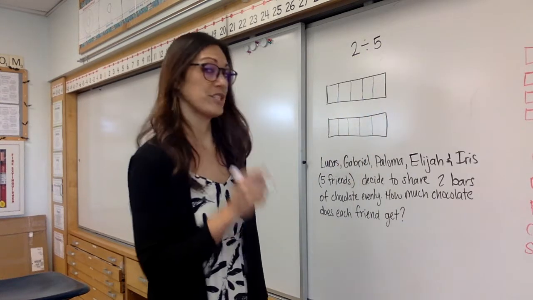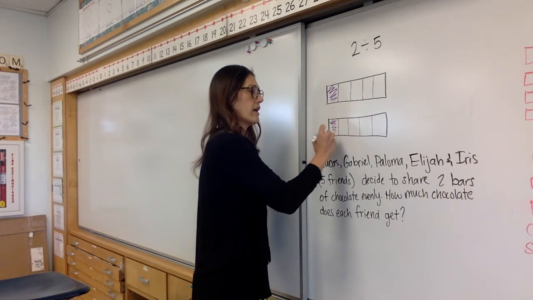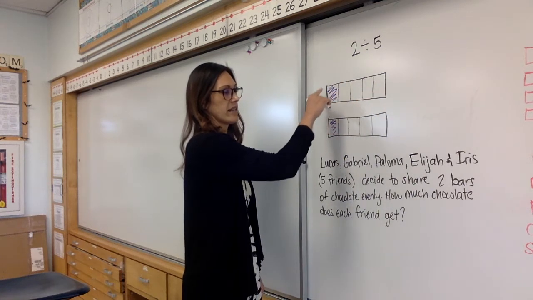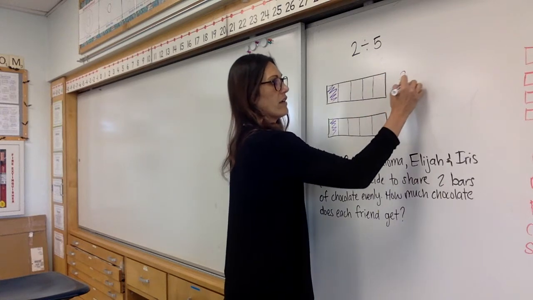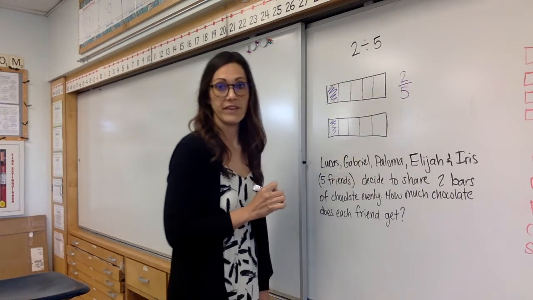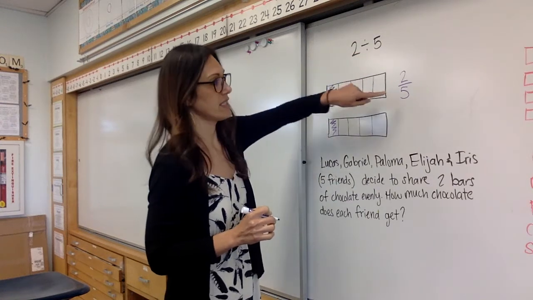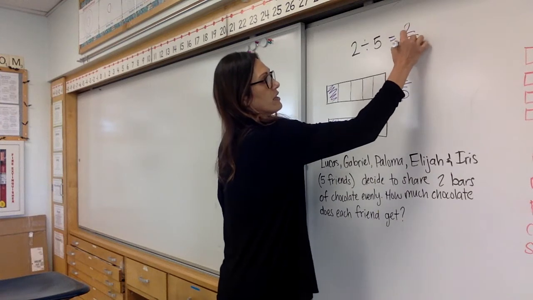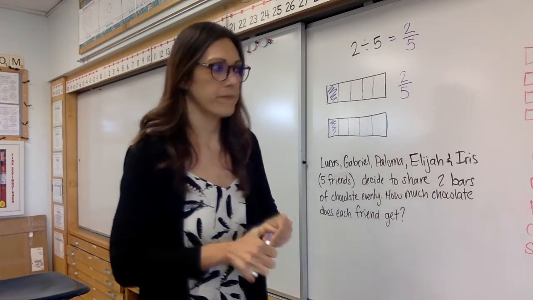And I'm going to shade how much each friend will get. So Lucas would get that much. If I'm talking about this that's cut into fifths, he got 2 pieces of the fifth. So he's getting 2 fifths. And when you look at this, division is the same as this line, okay? So this would just be 2 over 5. They would get a fraction of the whole.